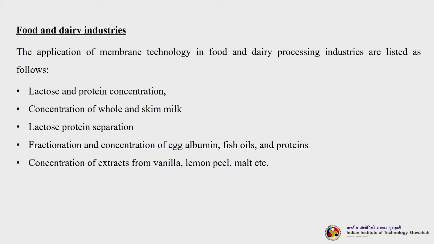In food and dairy industries, for lactose and protein concentration we usually use either microfiltration or ultrafiltration membranes. For the concentration of whole and skimmed milks we use microfiltration membranes. For lactose protein separation, ultrafiltration and microfiltration both can be used. Fractionation and concentration of egg albumin, fish oils, proteins, and concentrated extracts from vanilla, lemon peel, malt, etc. can be achieved by using either ultrafiltration or even pervaporation membranes.